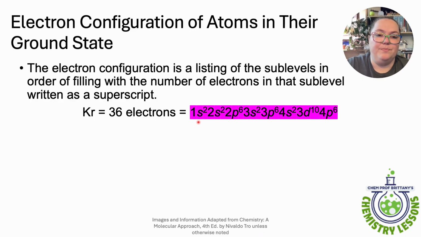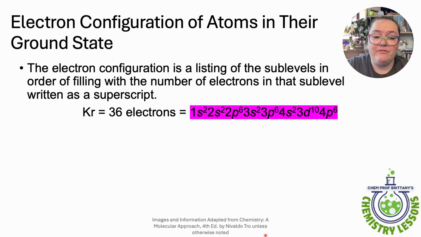All right, 1s, we fill it with its 2 electrons. Then we fill 2s with its 2 electrons. Then we fill 2p. Remember, it can hold 6 electrons, so I fill those 6 up. Then 3s gets its 2 electrons, etc., etc.